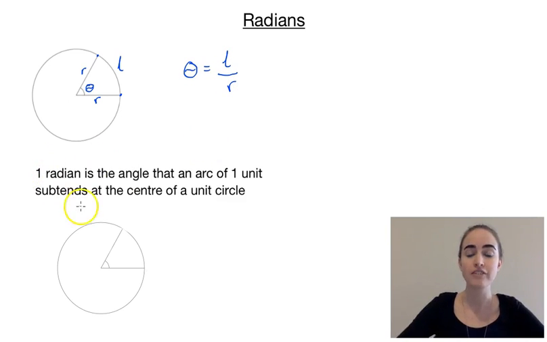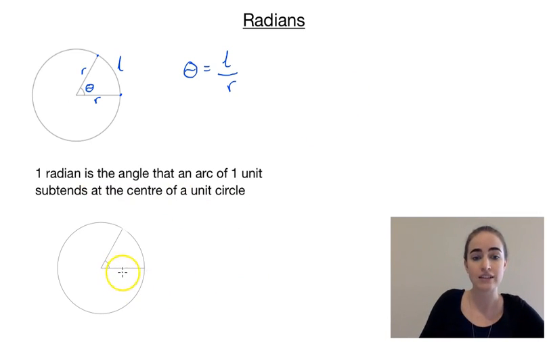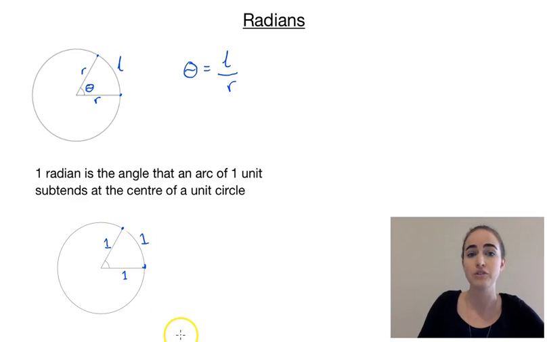That means that 1 radian is the angle that an arc of 1 unit in length subtends at the center of a unit circle. A unit circle is a circle that has a radius of 1. So this circle has a radius of 1, and this arc length from here to here also has a length of 1 unit. So if the radius and the arc length are both 1, that means this angle is going to be 1 radian. The symbol for radian is a little c up there.